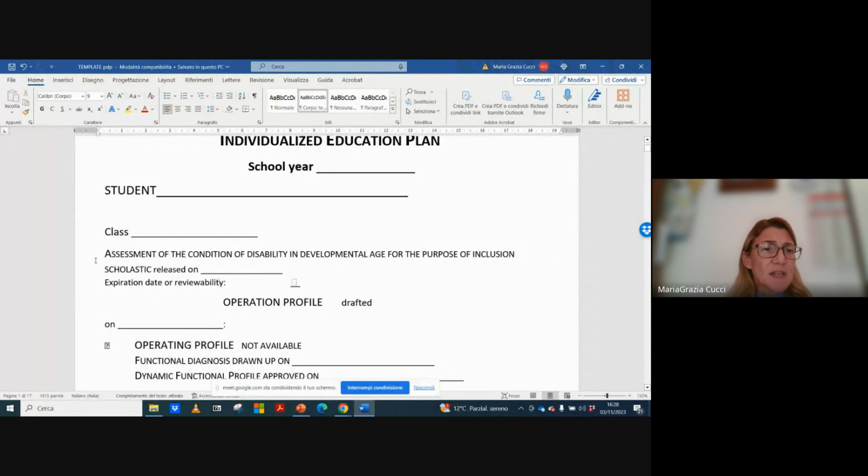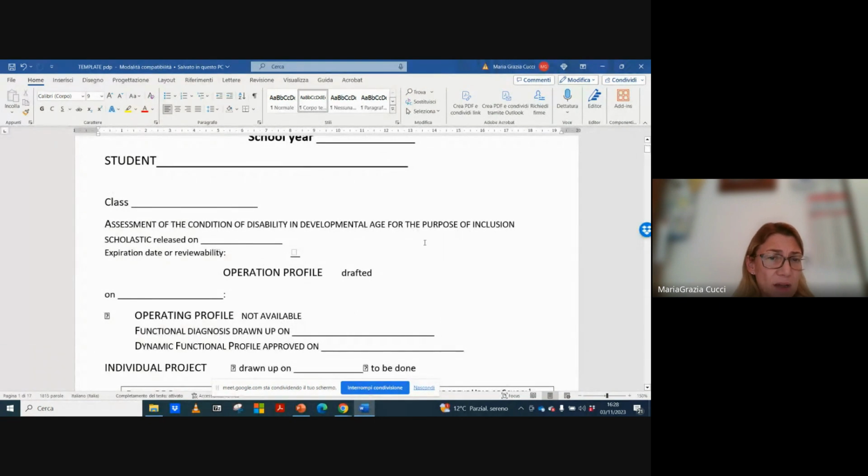So the first thing is the assessment of the condition of disability in developmental age for the purpose of scholastic inclusion. So you can have it or not, because if you do not have it, you are thinking of a person that has no disability.